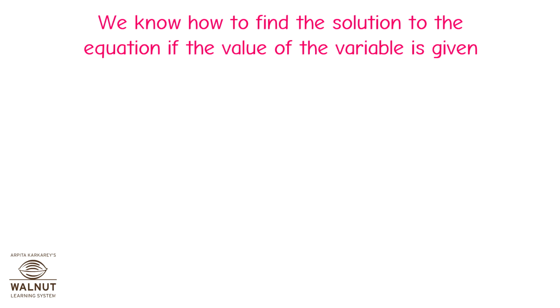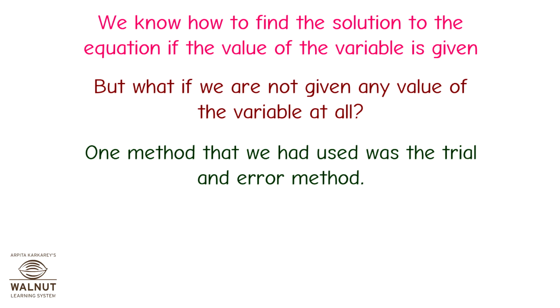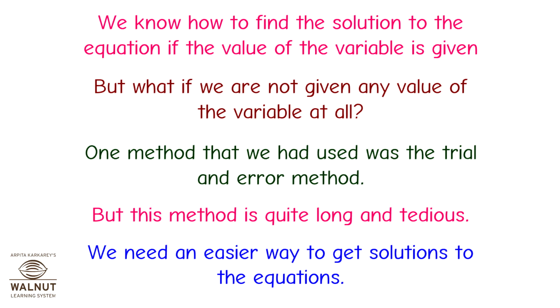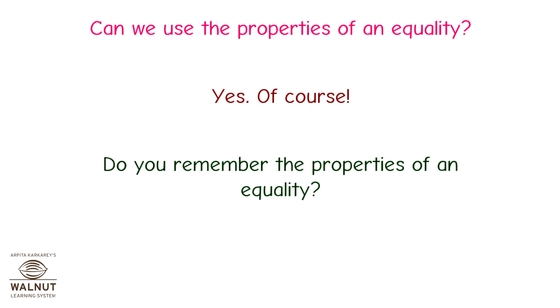We know how to find the solution to the equation if the value of the variable is given. But what if we are not given any value of the variable at all? One method that we used was the trial and error method. But this method is quite long and tedious. We need an easier way to get solutions to the equation. Can we use the properties of an equality? Yes, of course. Do you remember the properties of an equality? Let's revise them quickly.